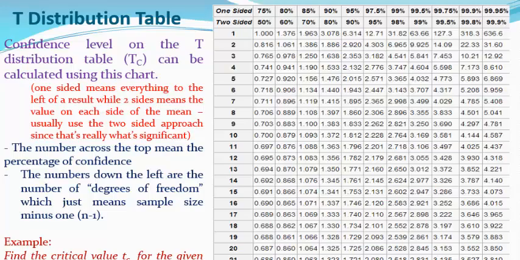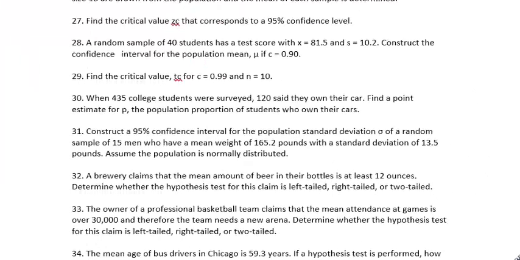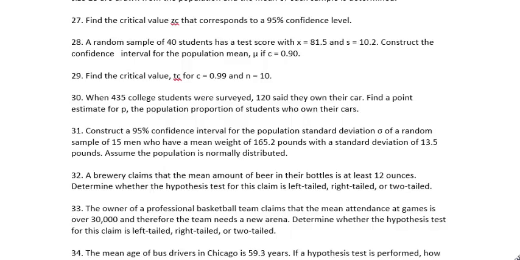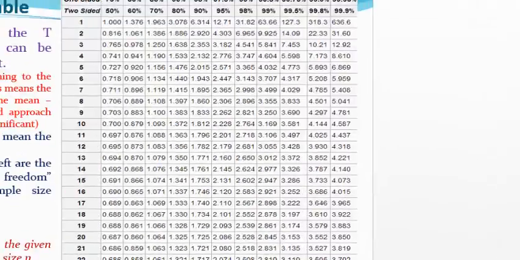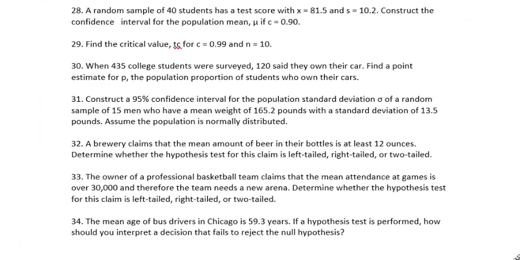So in this case, this is question number 29, we had n equals 10, so the degrees of freedom is 9. And the C, the confidence interval, is 99. Let's see. So we'll take the 9, and we'll go across until we hit the 99 column on the two-sided data, which is over here. And it looks like your answer here is 3.250. Simple enough.